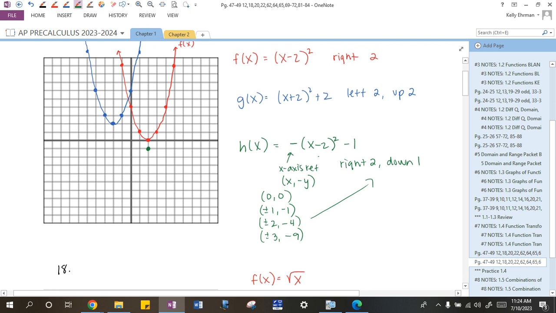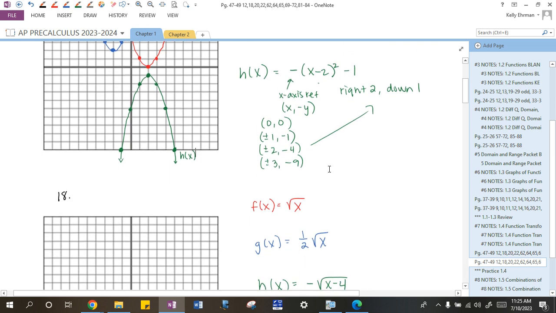After that, from the vertex, you can either do from the vertex plus or minus (1, negative 1), or you can follow your points here and then shift them right 2 and down 1. So from my vertex, over 2, down 4 on both sides. From the vertex, over 3, down 8. So 3, 6, 9. I said down 8. I meant down 9. So here is h of x.